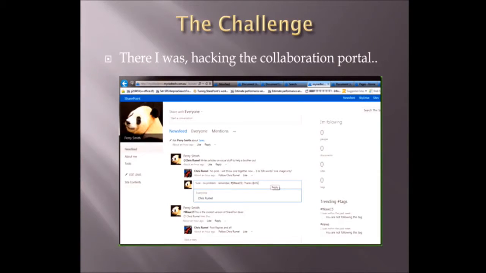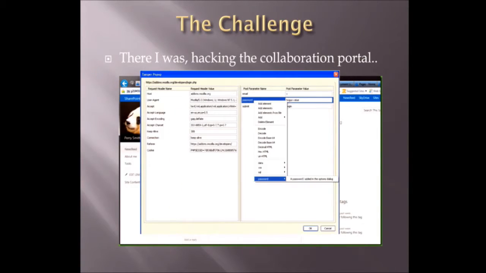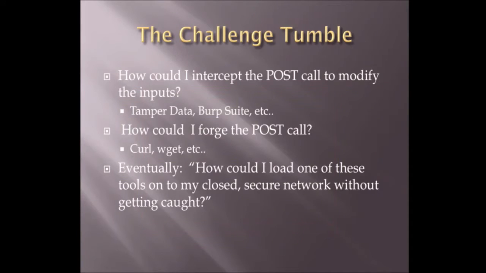That's easy to do when you're at home, right? Or when you're using your own machine, you would use something like Tamper Data or Burp Suite to intercept the call and modify it after it's been through the JavaScript validation. But I didn't have any of those tools available to me. So I kept trying to think through what I would do to make this happen. Like I said, Tamper Data, Burp Suite to intercept the post call, I don't have those. I could forge the post call, but I didn't have curl or wget available to me.